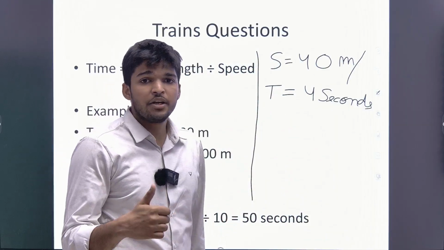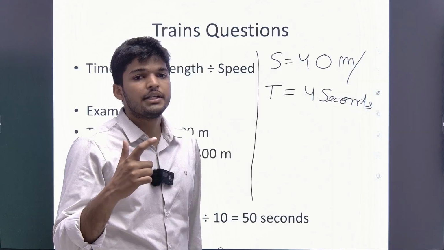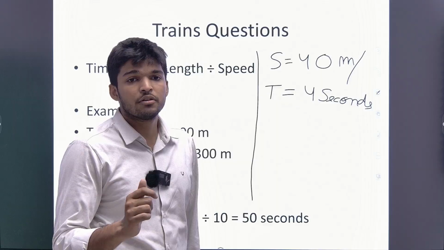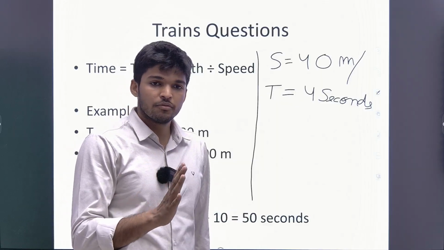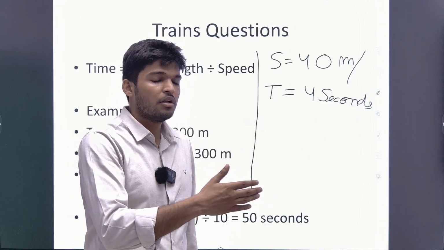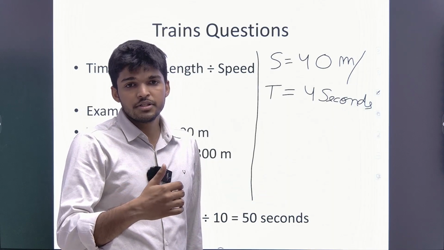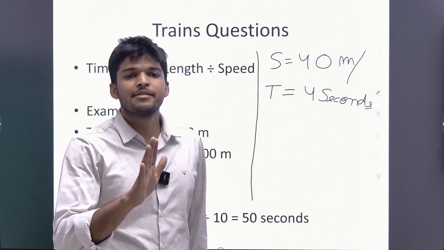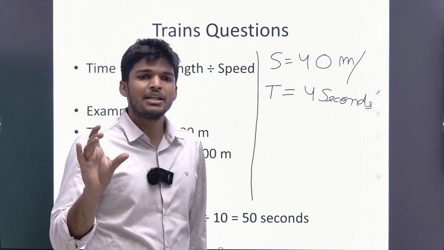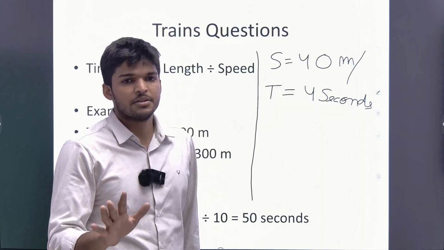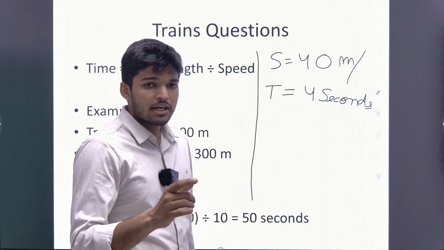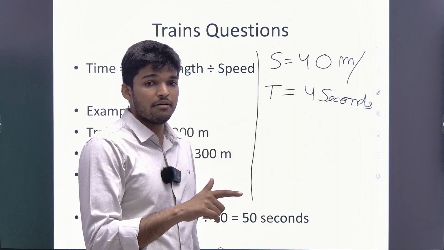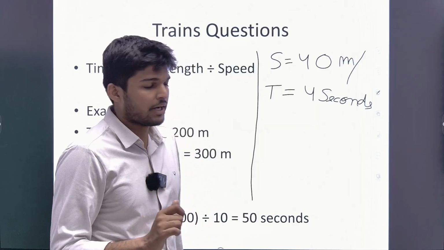In this question, the speed of the train is given and the time taken by it to cross a pole is given. We have to calculate the length of the train. When a train is moving in the direction of the pole, the distance which the train has to travel would be equal to the length of the train, because the length of the pole is negligible. The pole is hardly this thick and this is negligible, so we'll take that as zero. And so the distance which the train will have to travel would be equal to the length of the train.